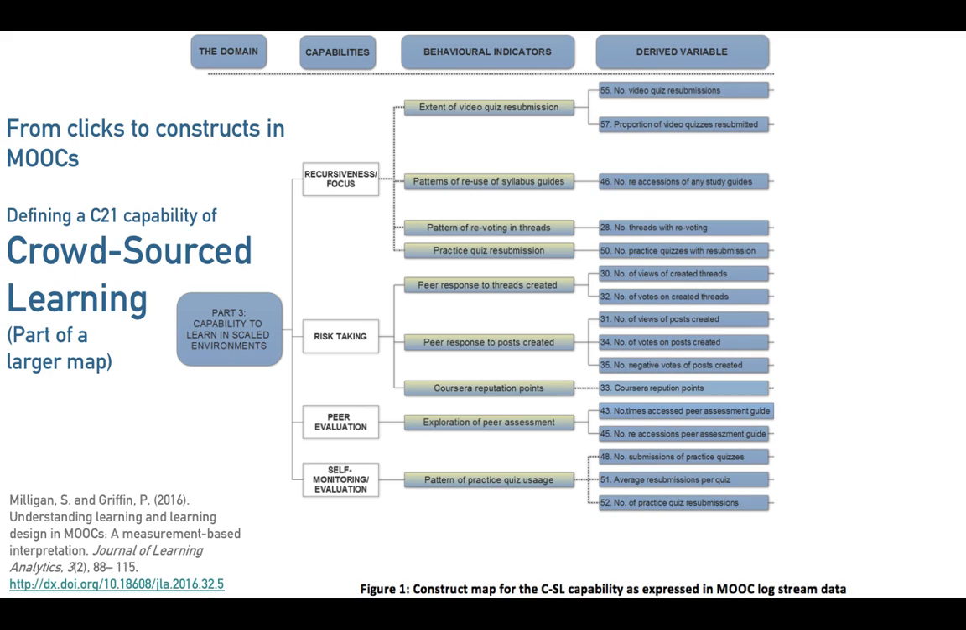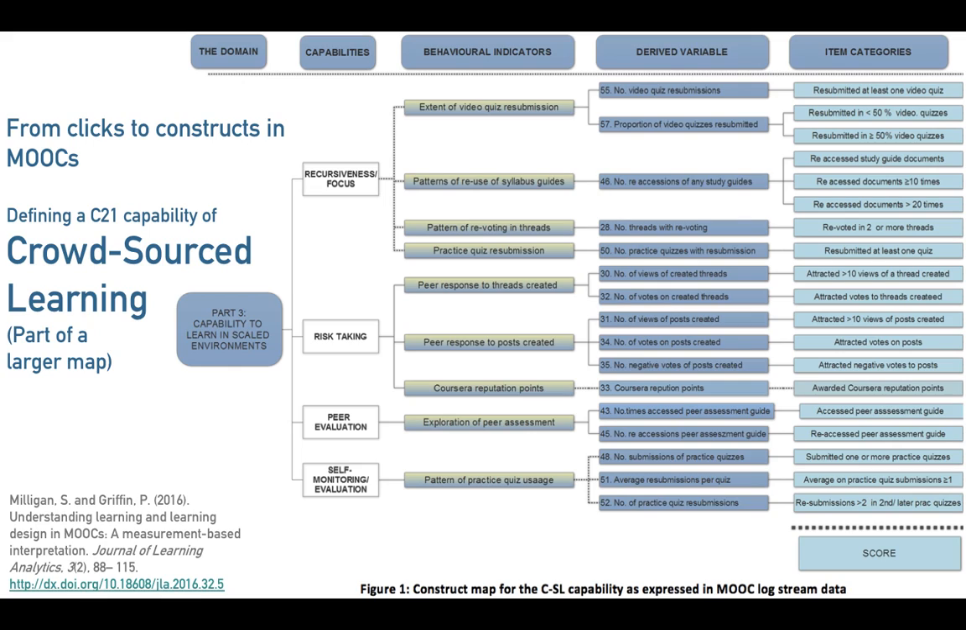And then we have to say, how do we know? How do we know whether they've submitted a video quiz or not? So that data is going to be there. And then finally, we're actually going to set a threshold. So for example, if you look at the top one, it said they resubmitted at least one video quiz. They resubmitted in less than 50% of the video quizzes. You can see very, very specific criteria there. That's what you can get out of a system log.